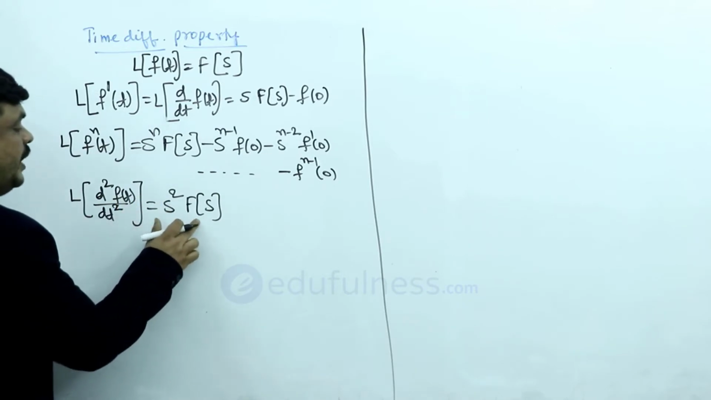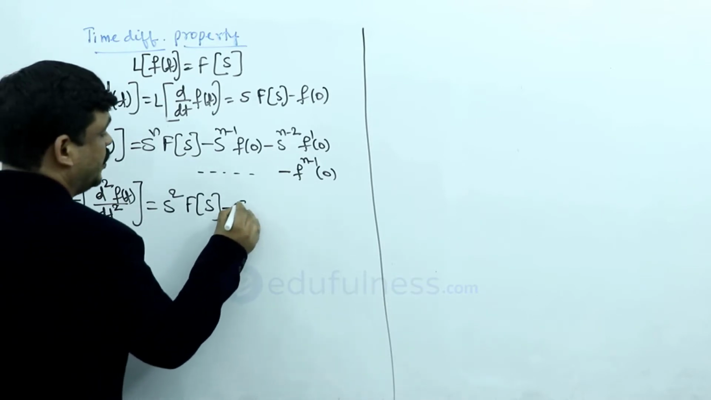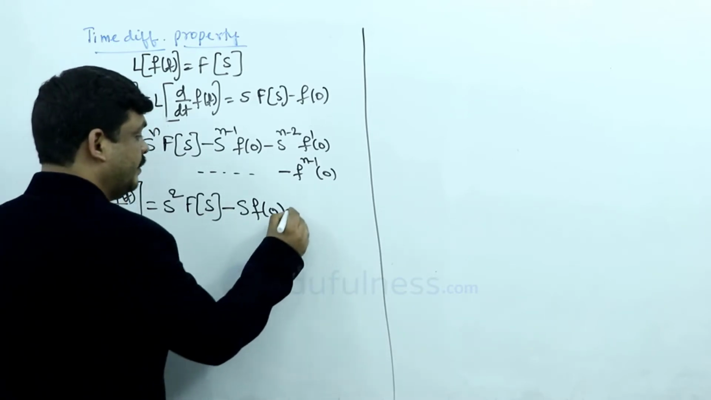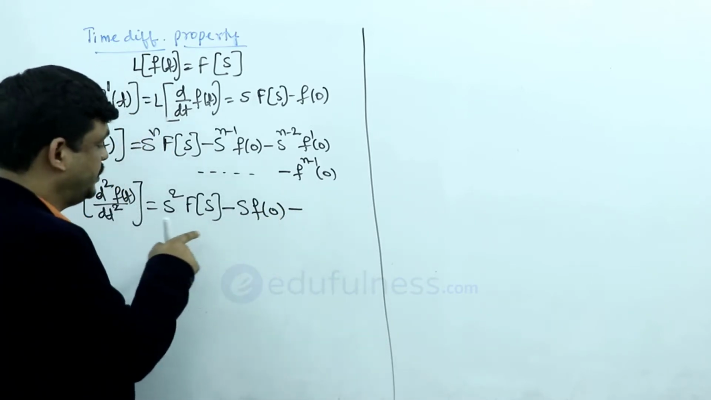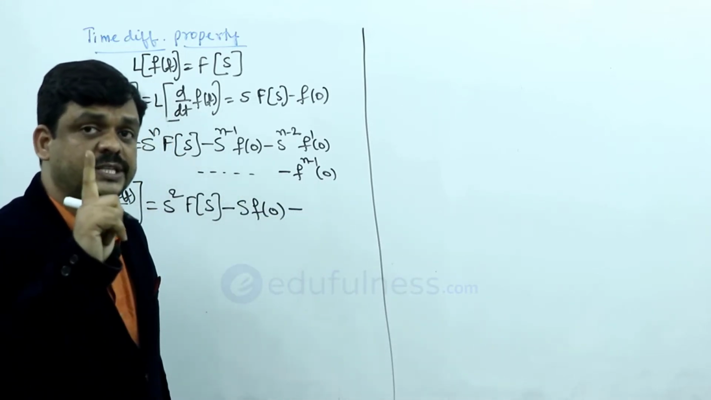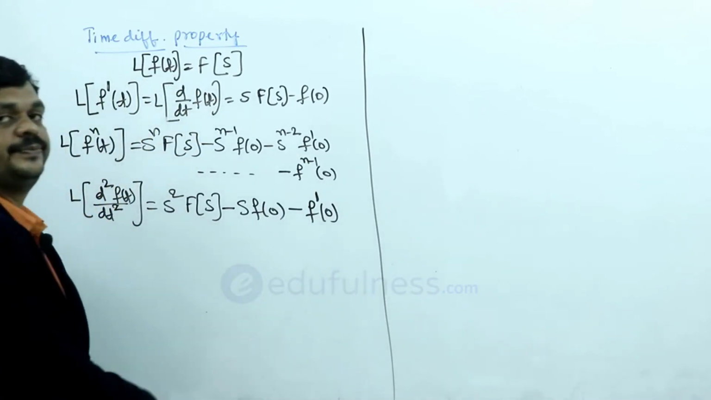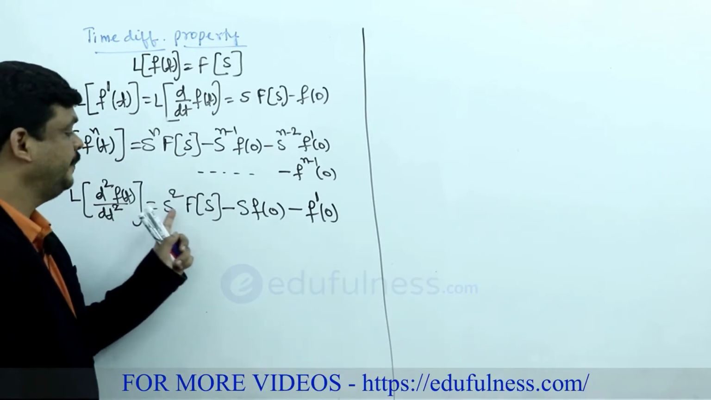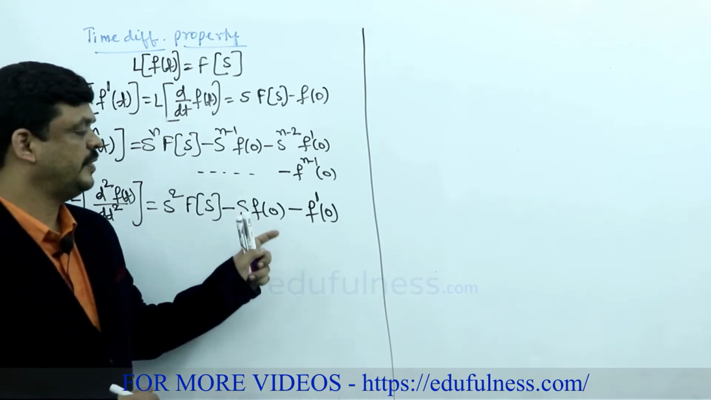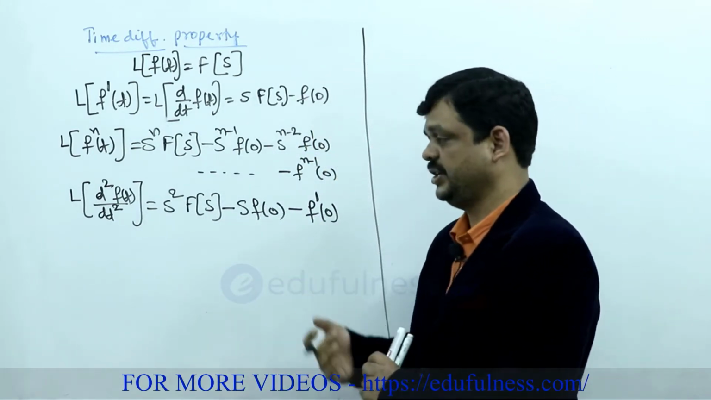So s square into F of s minus, the s power decreases. So s to the power of 1 into f of 0, where f of 0 is the initial condition, minus s to the power of 0, right? So here s square is there and here s to the power of 1, and later it gives s to the power of 0, which is 1, so we write 1 into f dash of 0. So for 2 times differentiation in the time domain, the frequency domain gives this equation: s square into F of s minus s into f of 0 minus f dash of 0. F dash explains the differentiation operation on these initial conditions.